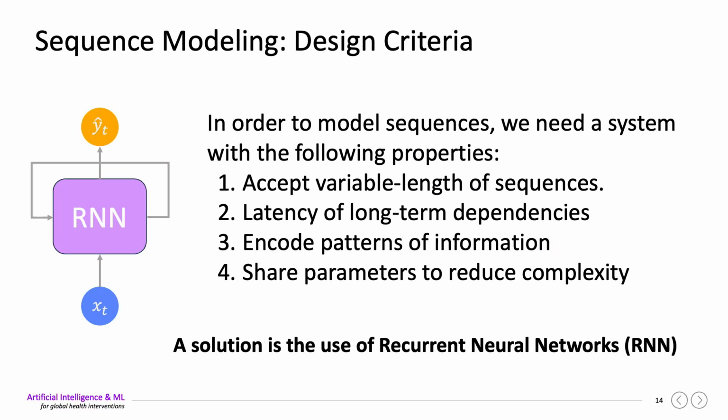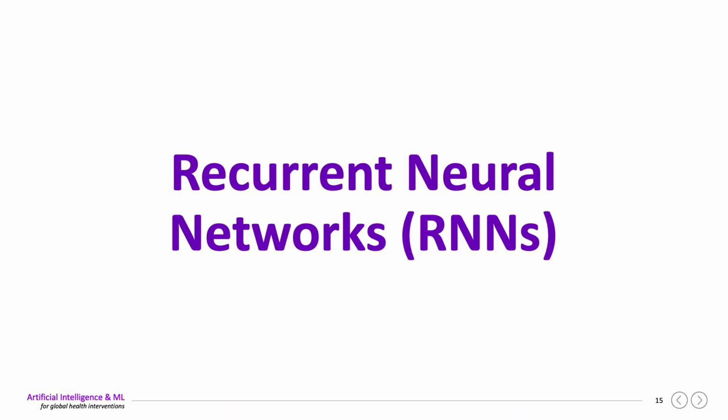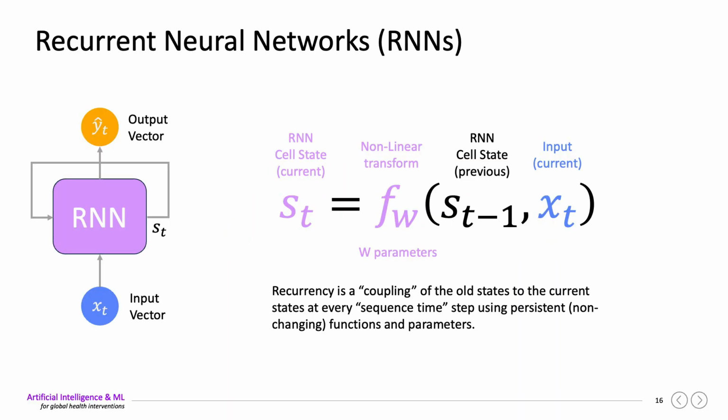An effective sequence model must handle variable length inputs, capture long-term dependencies, encode patterns efficiently, and share parameters to control complexity. And this is when the idea of recurrence for sequence handling emerged in neural networks. Recurrent neural networks, or RNNs, address these needs we stated previously by introducing feedback.